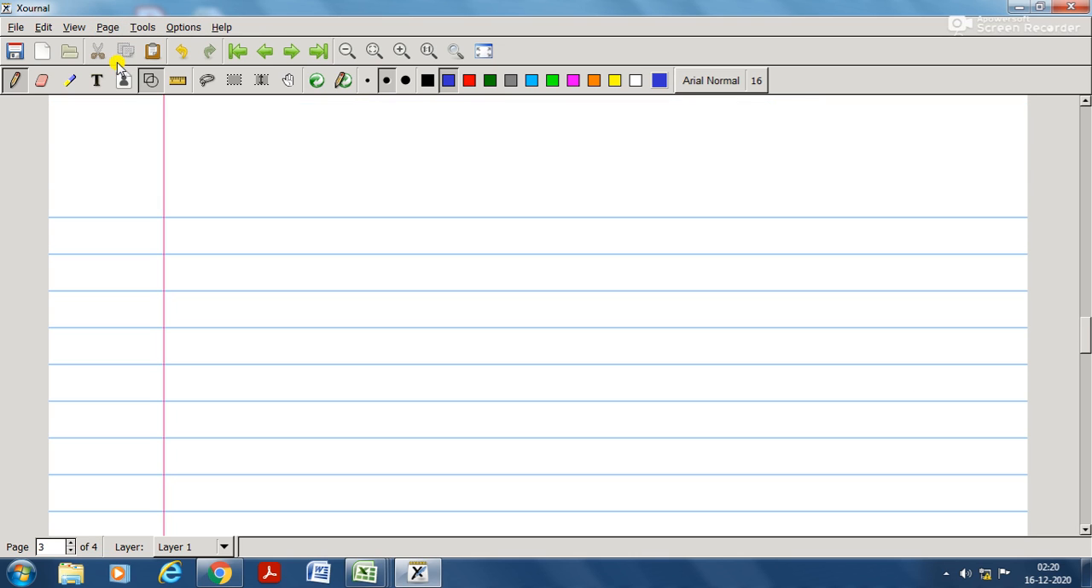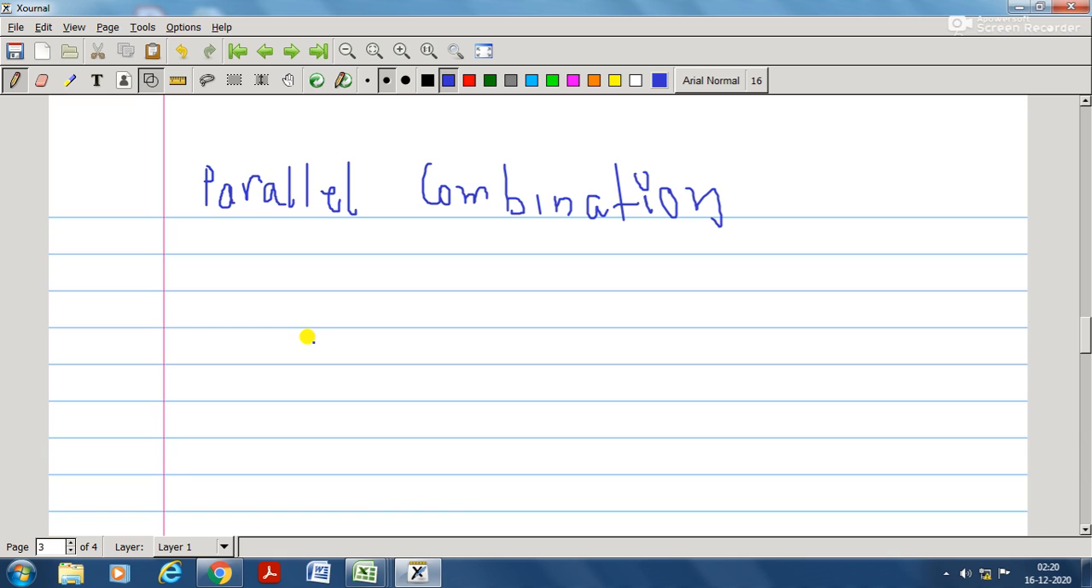Now let's discuss the parallel combination of resistors. So in a parallel combination, what is the mandatory condition? If two or more resistors are said to be connected in parallel, the voltage which appears across those resistors will be the same.